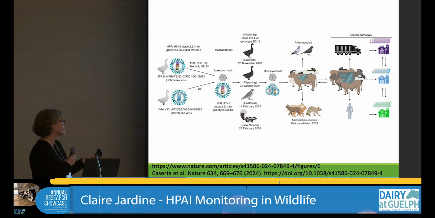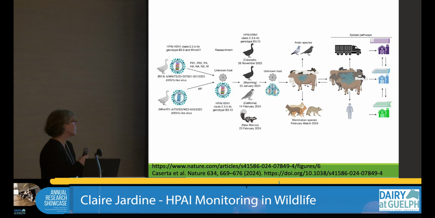They came into this unknown host, so it was a co-infection, and parts of two of these viruses recombined to form this genotype 313. And then that spread to some other wildlife species, but there's this mystery unknown host of how this virus actually made it into cattle.